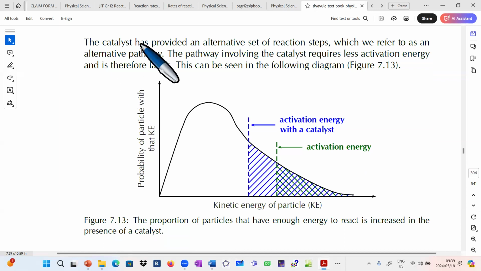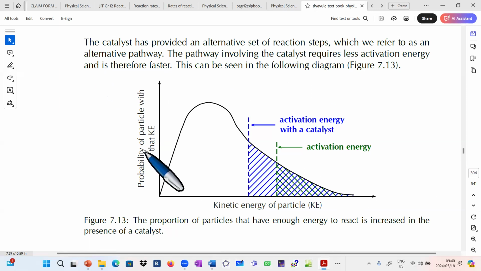The catalyst has provided an alternative set of reaction steps, which we refer to as an alternative pathway. The pathway involving the catalyst requires less activation energy and is therefore faster. This can be seen in the following diagram.